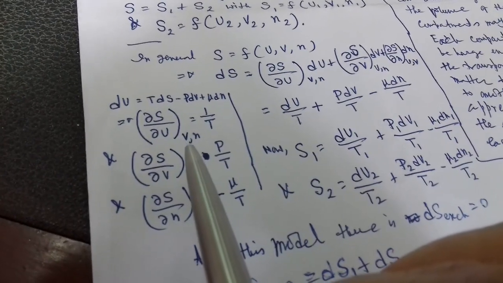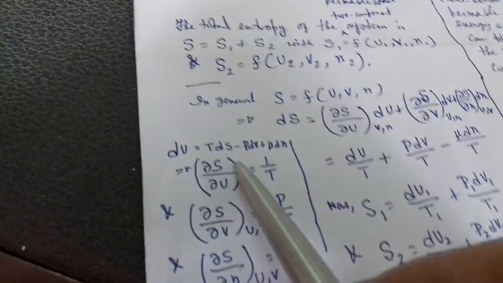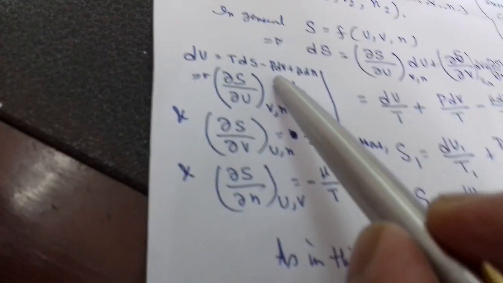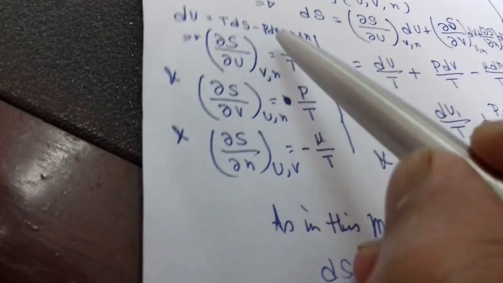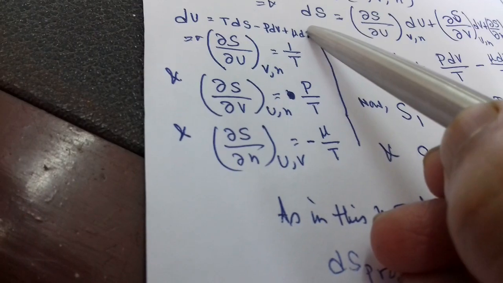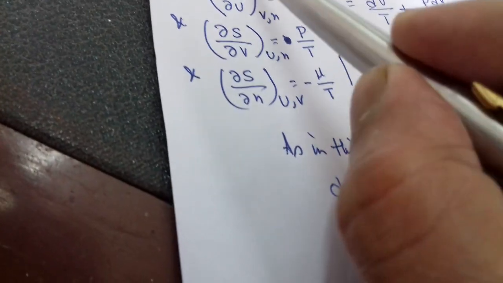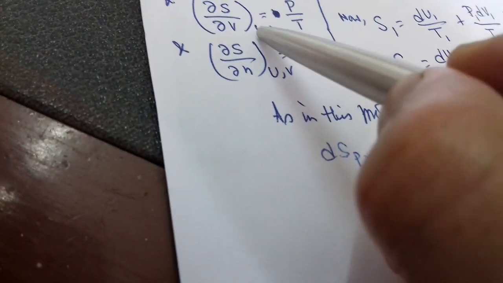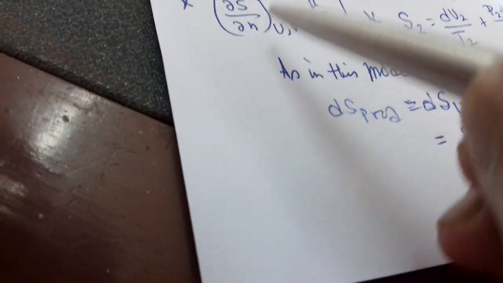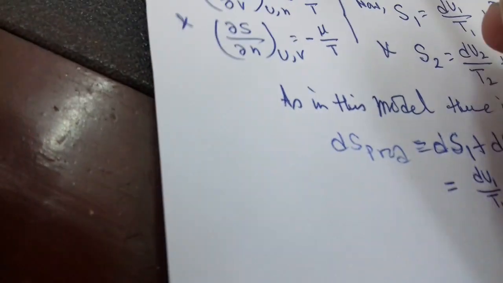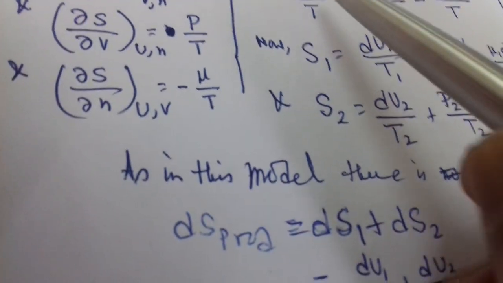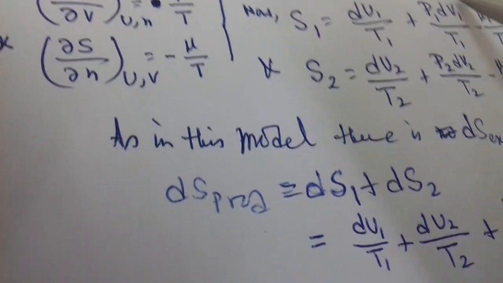Now keeping V and N constant, del S by del U at constant V and N, the other two terms become 0, and this del S by del U at constant V and N becomes 1 by T. Similarly, del S by del V at constant U and N becomes P by T, and del S by del N at constant U and V becomes minus mu by T. Now we substitute these three things, and we find that dS becomes dU by T plus PdV by T minus mu dN by T.